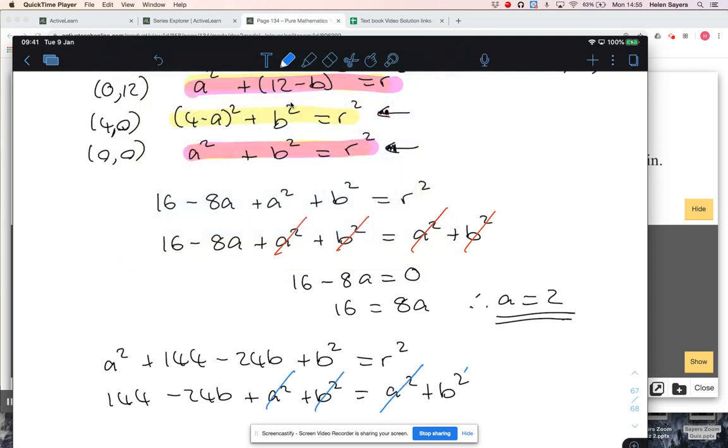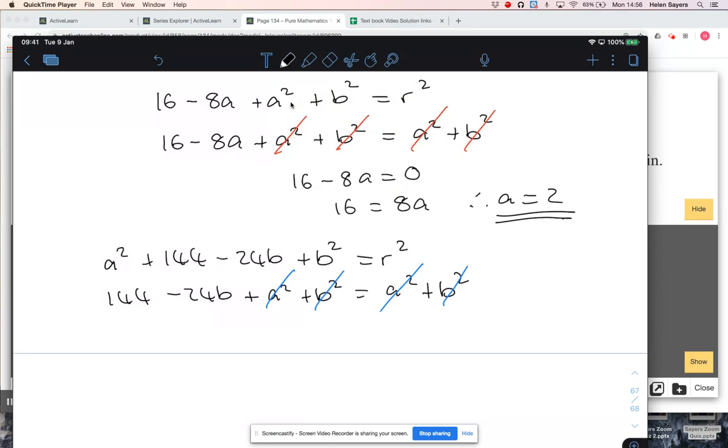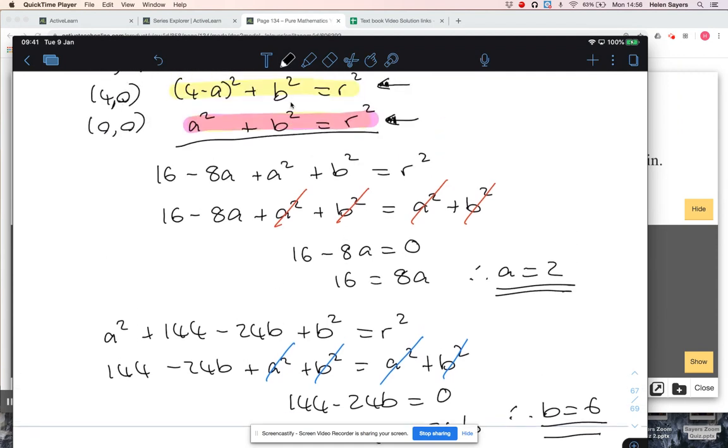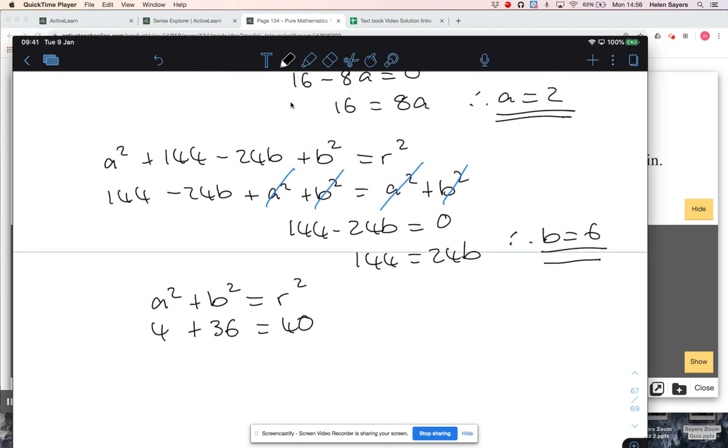Minus a squared from each side, minus b squared from each side, which just leaves me with 144 minus 24b is 0. So 144 is 24b. So b is 6. And this I think was always the easier equation, so I'm just going to use that. So a squared plus b squared equals r squared. I now know a is 2 and b is 6. So r squared is 40, so we are there.